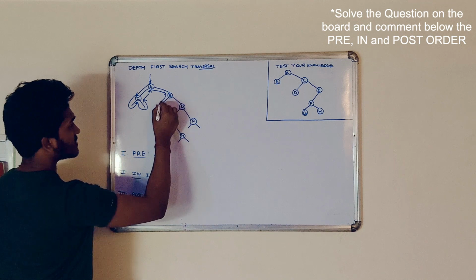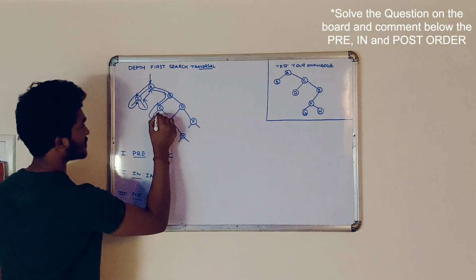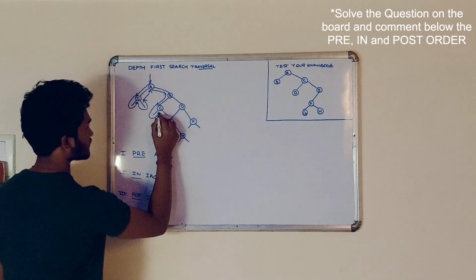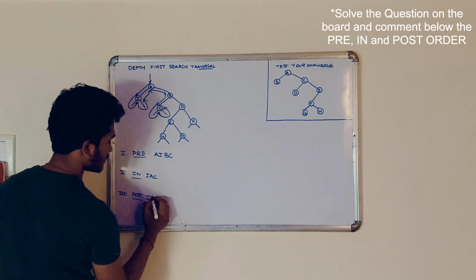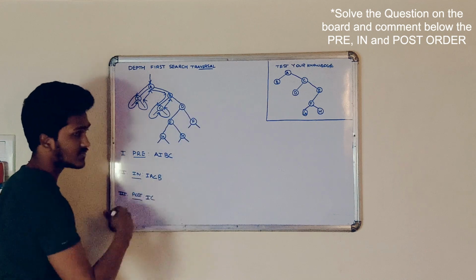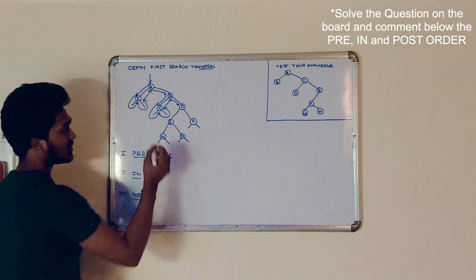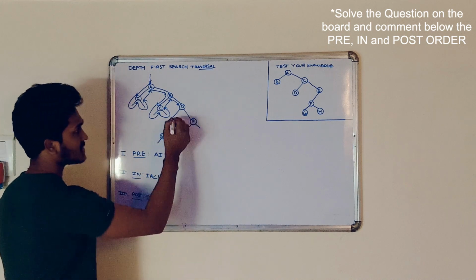Then we again go this way. We visit C for the first time. We visit C for the second time. For the third time, we visit B for the second time, and this way it continues. Then we go to D. Now when you go to D, it is the first time that we are visiting this node.